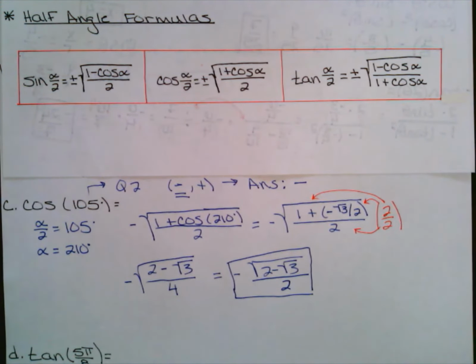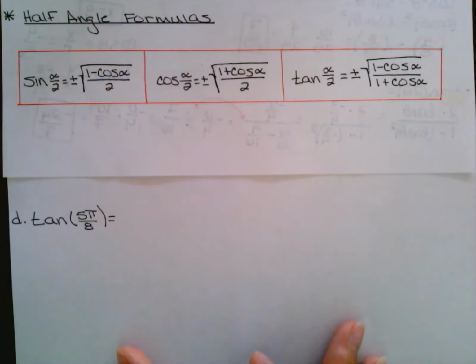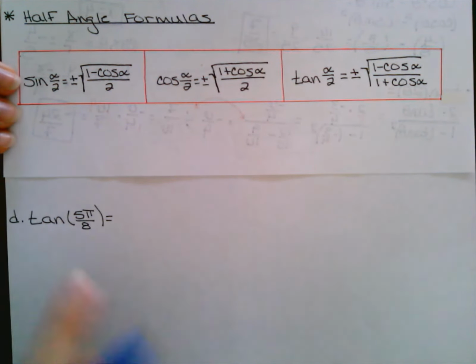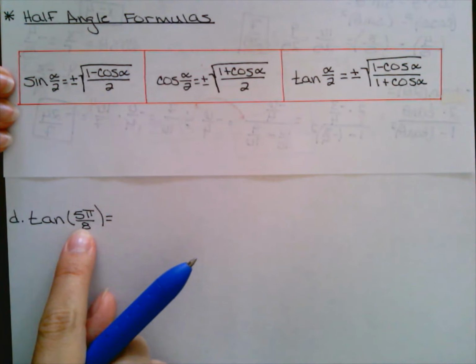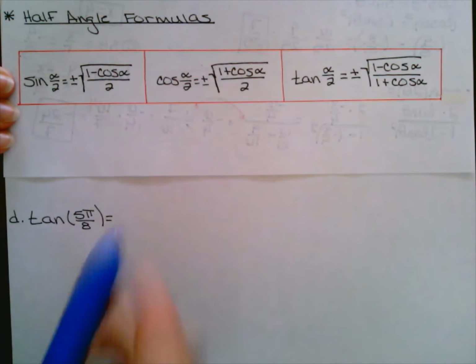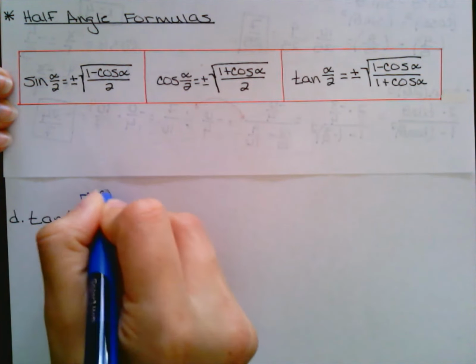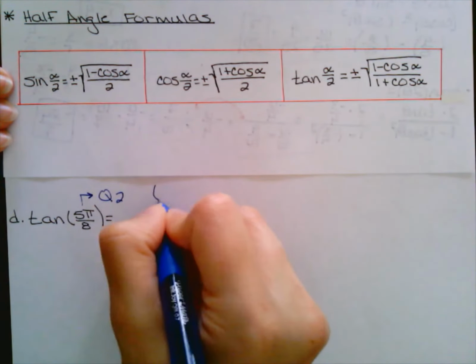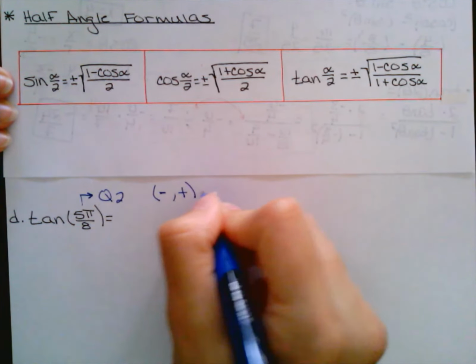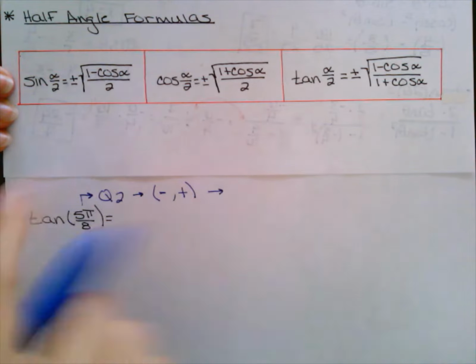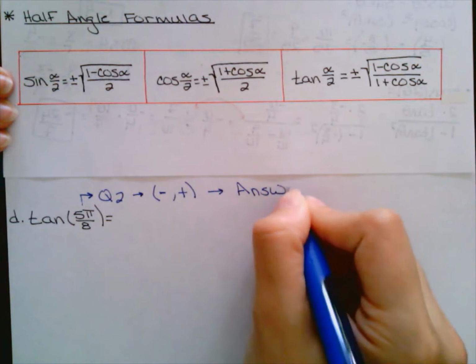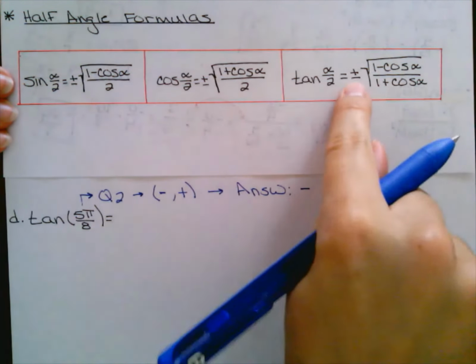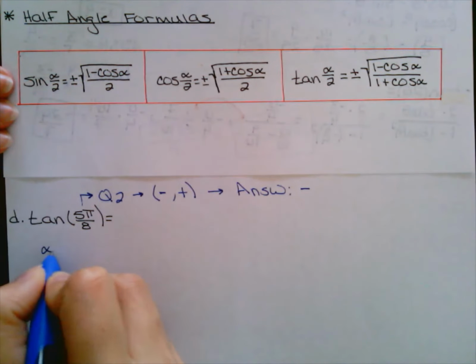All right, last one. Let's see a tangent. We haven't seen one of those yet. So 5 pi over 8, we already talked about it. We know it's not on our unit circle, but because 5 over 8 is more than a half, which is 90 degrees up top, but less than a whole, we know that it lies in quadrant 2. In quadrant 2, we have negative, positive. And we know that tangent is dividing sine and cosine. So when I divide a positive and a negative, I get a negative, which means my answer is going to be negative. Next step is to find out what alpha is.